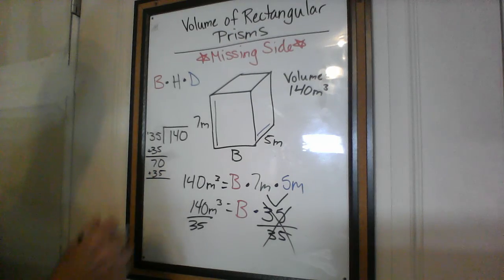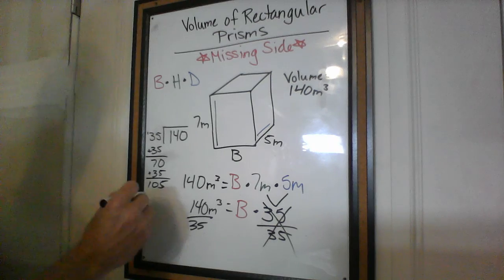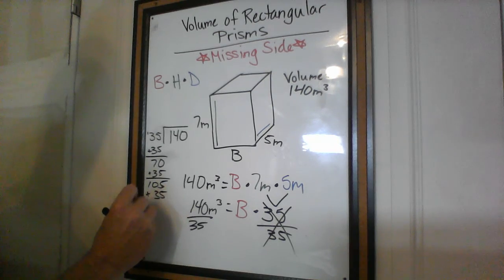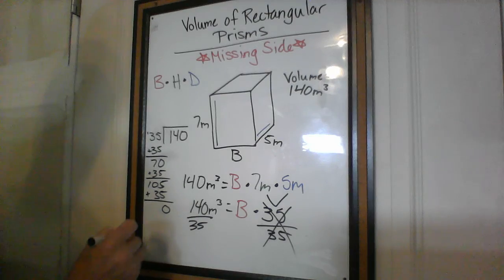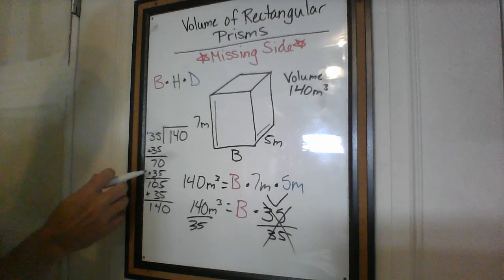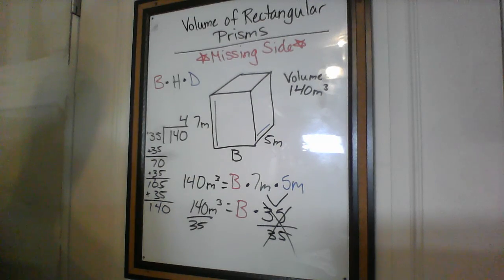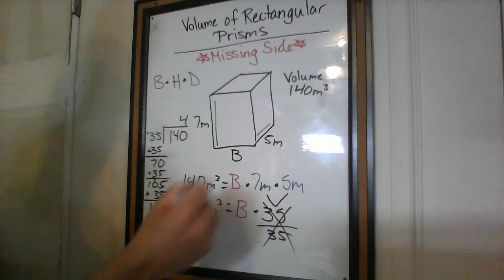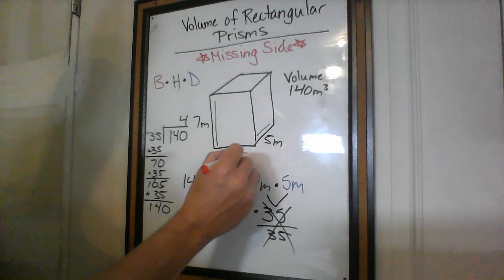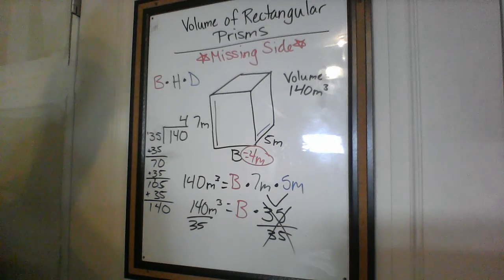I'm going to add 35 more. There's 5 and 10. Well, there's 105. I'm not there yet. So I'm going to add 35 more. There's 10. Carry that one. You got 4. There's the 140. I used 1, 2, 3, 4 35s to get to 140. So that means that the base of this rectangular prism is 4 meters. Don't forget your label.